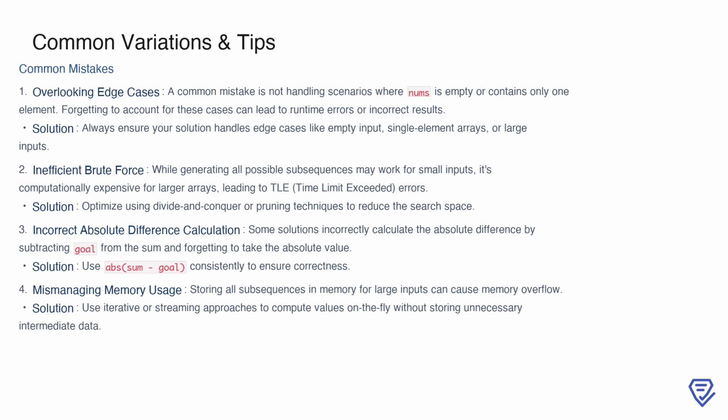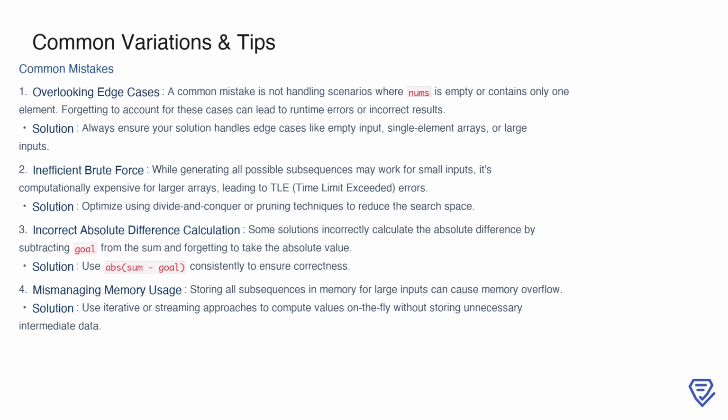Another frequent error is relying on brute force to generate all possible subsequences. While this approach might work for small arrays, it becomes computationally expensive and leads to time limit errors for larger inputs. Instead, use optimized techniques like divide and conquer or pruning to narrow down the search space. Additionally, a common pitfall is calculating the absolute difference incorrectly. Some solutions forget to use the absolute value function, leading to incorrect results. Always compute it as abs(sum - goal), to ensure accuracy.